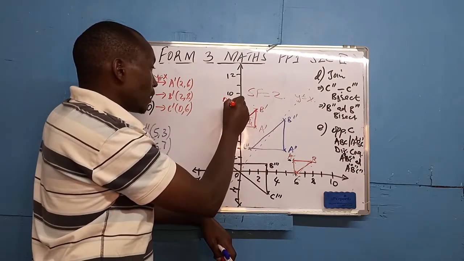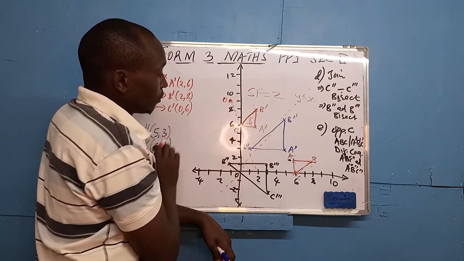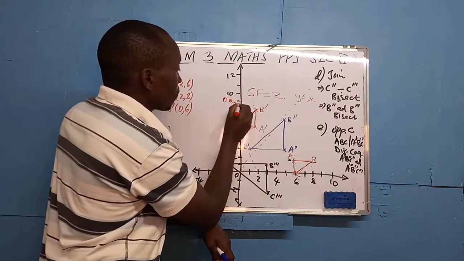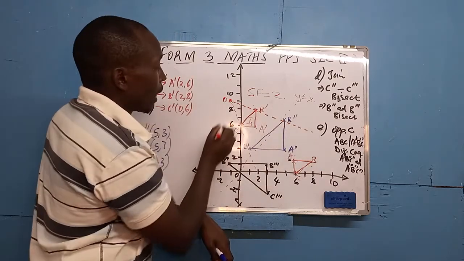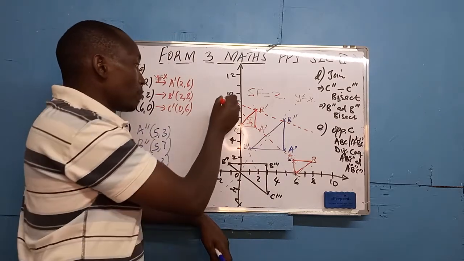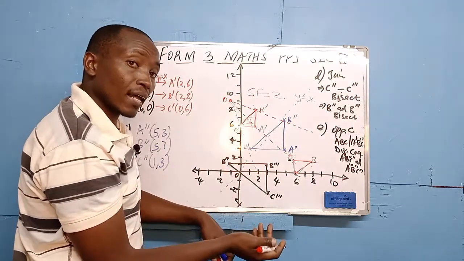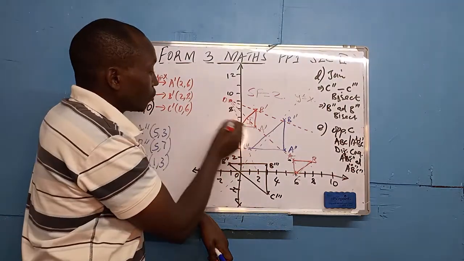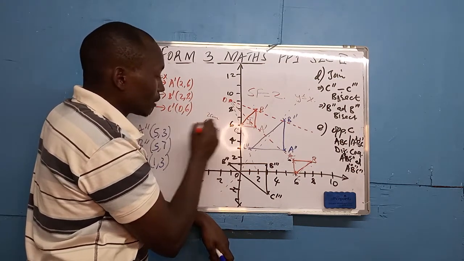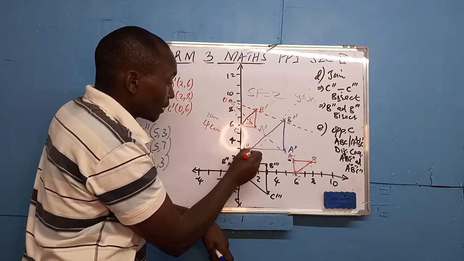I need to join C with the center of enlargement and I extend. Remember, that time the image will not be there. I do the same for B and I extend. I do the same for point A and I extend it. Then I measure from O to where C is. The scale factor is 2. Then I multiply that factor by 2. If I get 2 centimeters or 2 units, then I multiply it by 2, I get 4 centimeters or 4 units. Then I will stand here with my pair of compass, then I mark 4 centimeters.